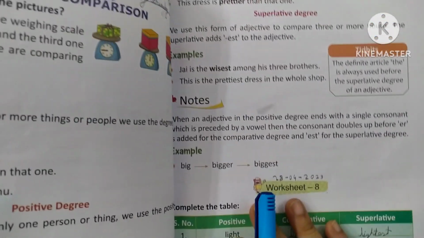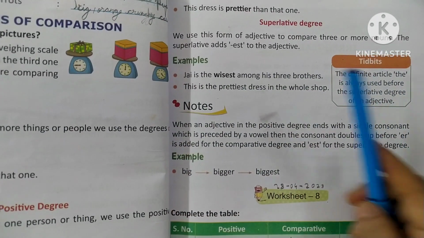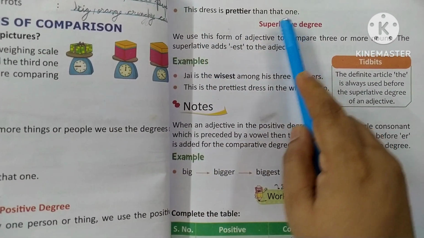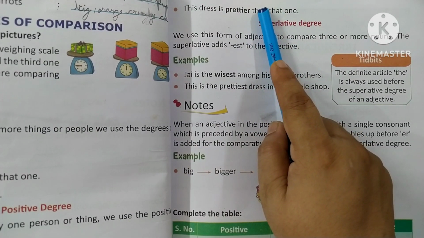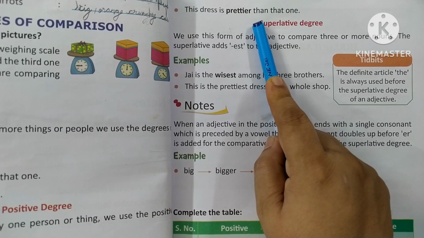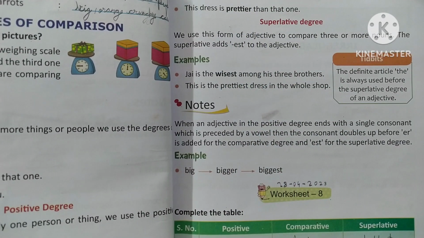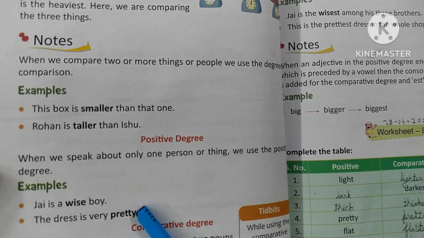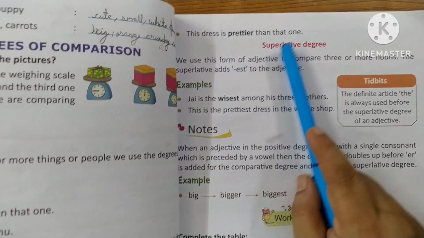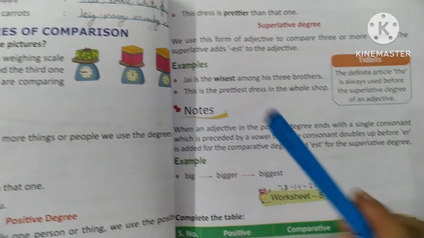Next, this dress is prettier than that one. I am comparing this dress to that one. Now you have to note that when we compare, we use the word than also. So we know that it is comparative degree. Prettier. What have I done? I have added ER to the positive degree pretty, because we had read that the dress is very pretty. Now I am comparing the dress to another one. So pretty becomes prettier and I use than to compare.